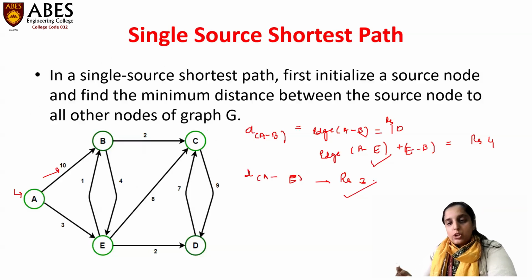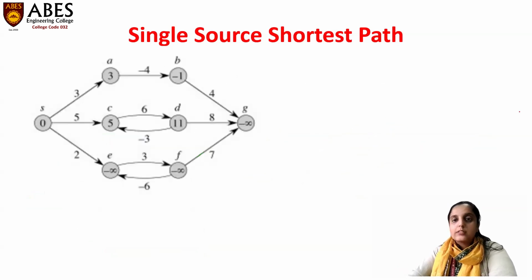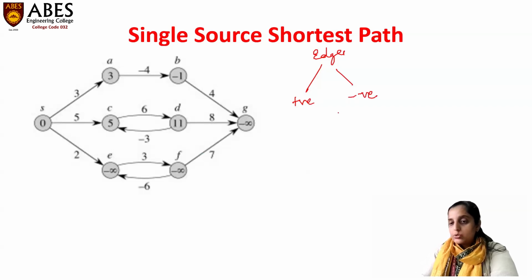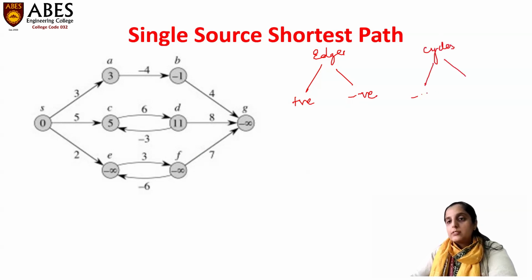Now, in the single source shortest path problem, there are certain terminologies on which we have to focus. In this particular problem, you will get two types of edges: one is positive edge and another one is negative edge. As well as you will also get questions related to cycles, and cycle is again of two types: one is negative cycle, another one is positive cycle. Now, what is the difference between all these terminologies? Let's try to understand this with the help of an example.